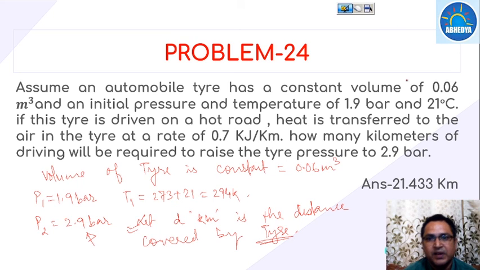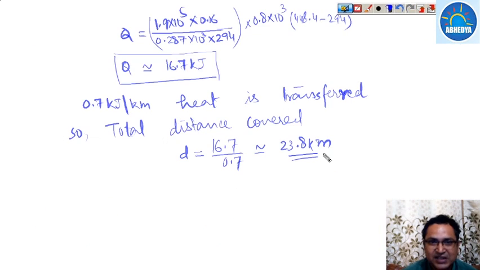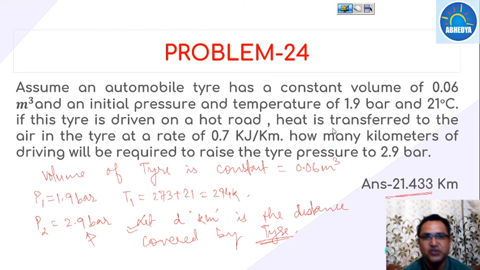In the answer it is 21.433. It is just because I have taken CV equal to 0.8 and R as 0.287. If you take the correct value of CV, that is gamma R upon gamma minus 1, and calculate, you will get approximately 21 point something. I am just giving the idea of how to solve this question, and I have taken these values to make our calculation easy. So this was the question asked in the Indian Forest Service examination, and this was again a very good question.